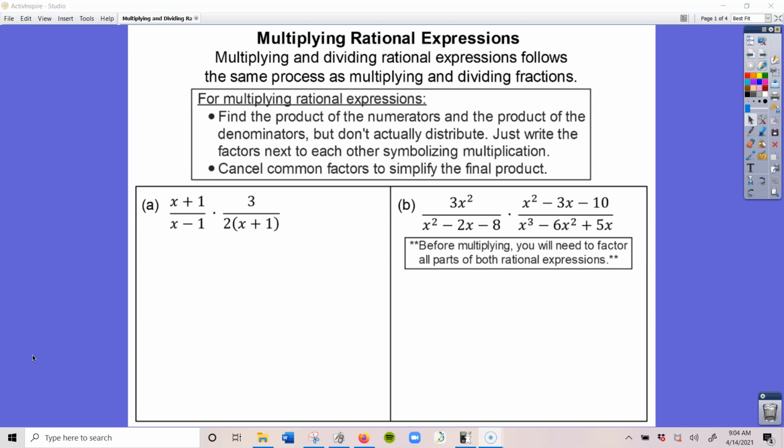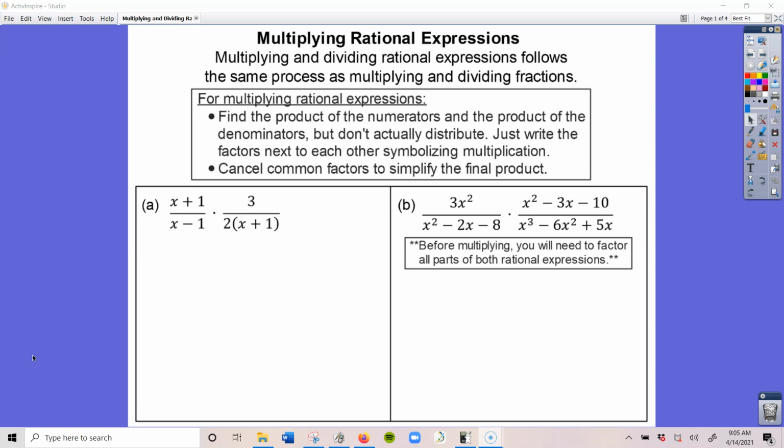Hey guys, today we're going to learn how to multiply and divide rational expressions. Now when you're multiplying and dividing rational expressions, it follows the same process as when you're multiplying and dividing fractions. When you're multiplying fractions, the good thing about it is that you don't need a least common denominator like when you're adding or subtracting. Instead, you just multiply numerator with numerator, denominator with the denominator.